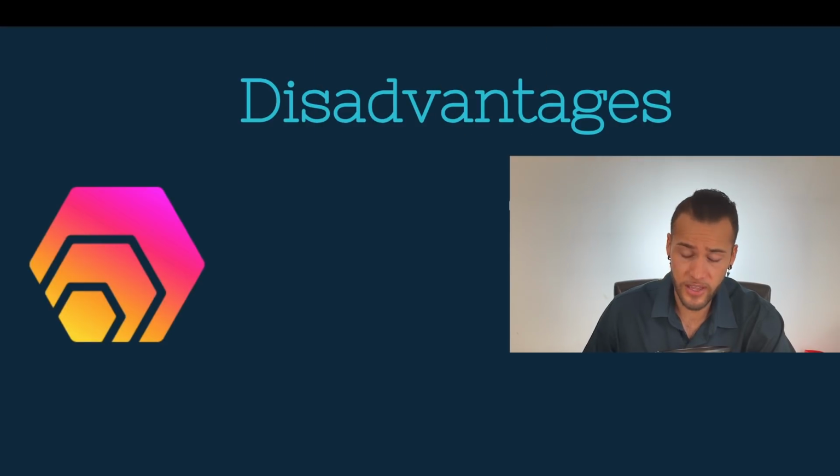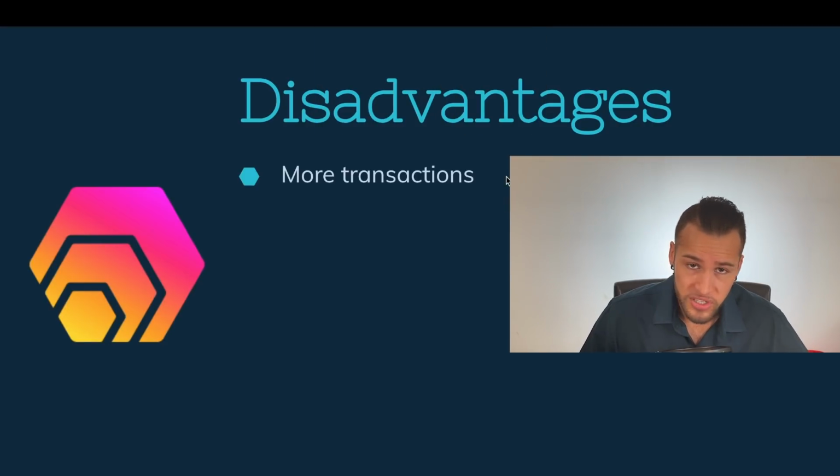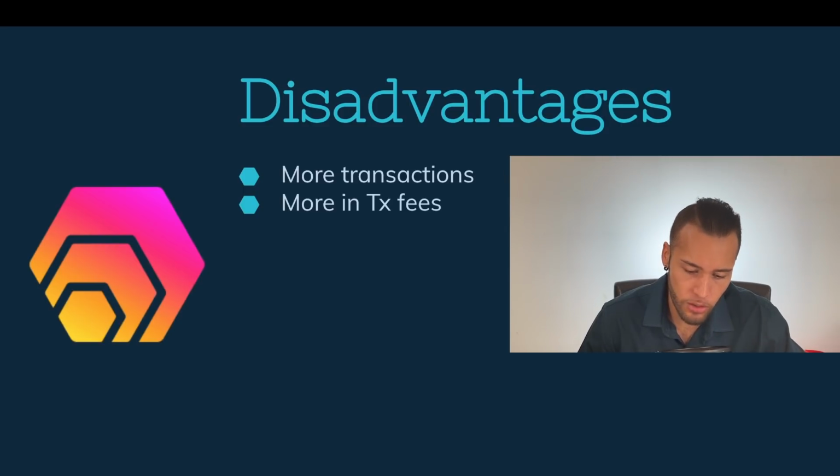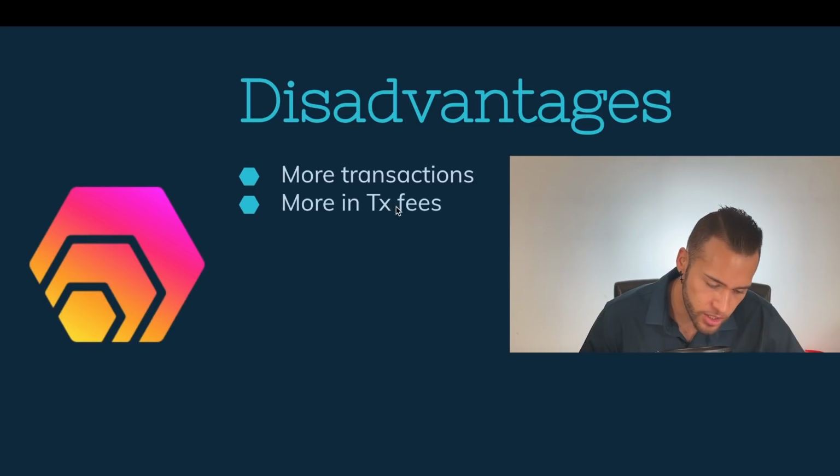So let's talk about some disadvantages. Obviously, the more times you stake, the more transactions there are, and the more transactions, the more in transaction fees. Eventually, once the Pulse chain is so popular, like Ethereum, transaction fees are going to go up. So that is somewhat of a disadvantage. Whereas if you do it once per year, you only have one transaction fee every single year. If you do it quarterly, you've got 4 transaction fees essentially per year, unless you decide to restake.